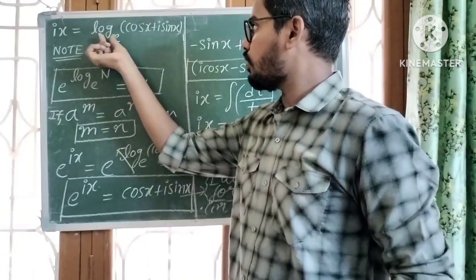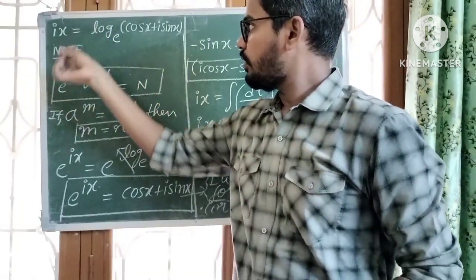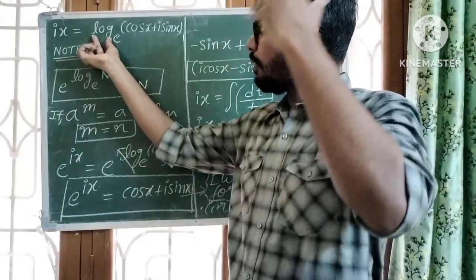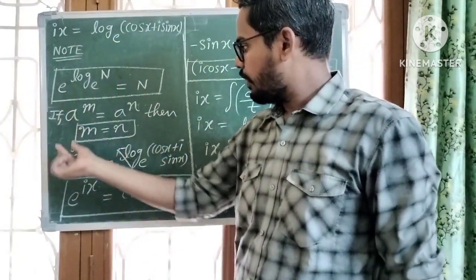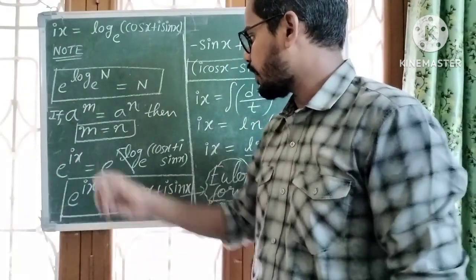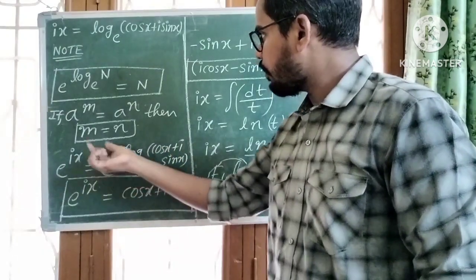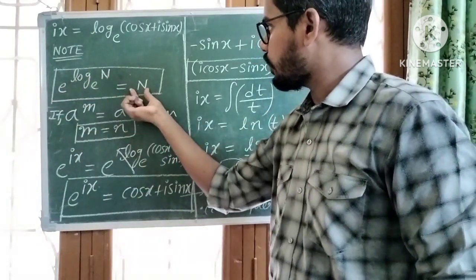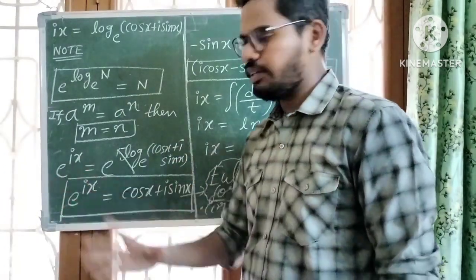We should eliminate log to the base e. So to eliminate this log base e, it must be in power of exponential e. That's why we applied e power. Base e here. So e power ix is equal to e power log n to the base e. e power log n to the base e is equal to n. Here n is cos x plus i sin x.